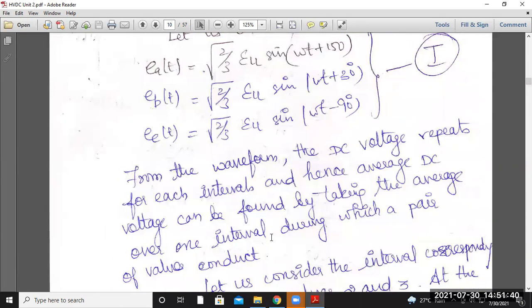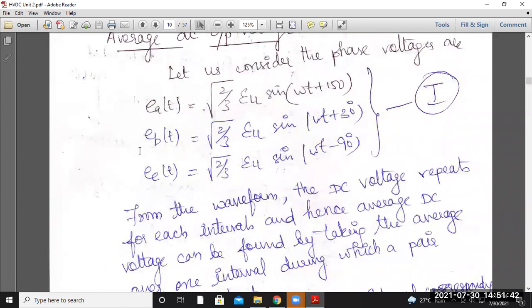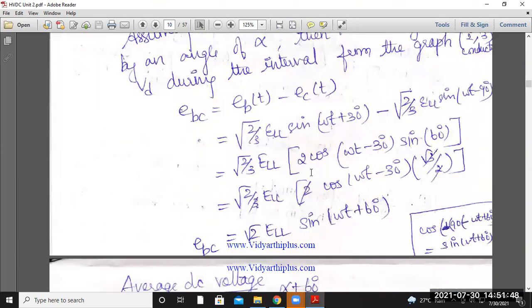So accordingly, you should put the value of EB from this equation. You can write root 2 upon 3 EL sine omega t plus 30 degree. So this is your EBC, that is root 2 upon 3 EL sine omega t plus 30 degree, and also put the value of EC, that is 120 degree displacement, that is root 2 upon 3 EL sine omega t minus 90 degree. That will be the value.